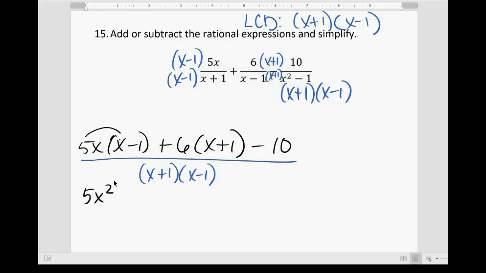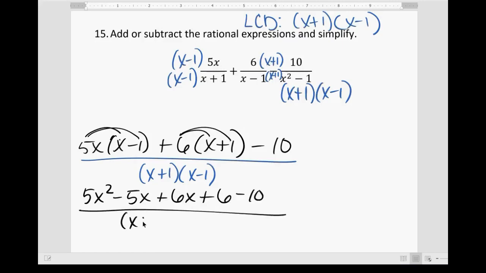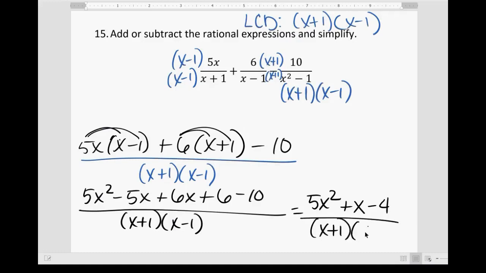So we have 5x squared minus 5x plus 6x plus 6 minus 10, all divided by x plus 1 times x minus 1. Let's combine like terms. So I have 5x squared, negative 5x plus 6x is positive x, and then 6 minus 10 is negative 4, over x plus 1 times x minus 1.